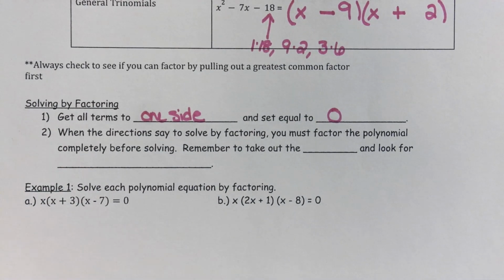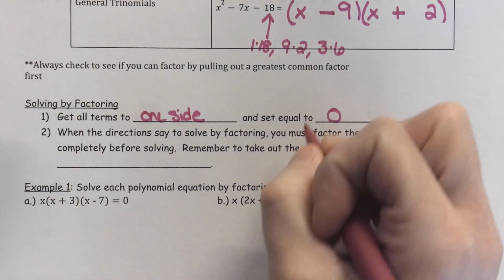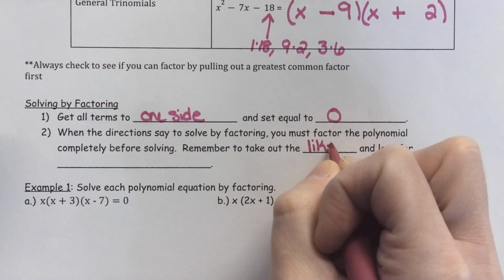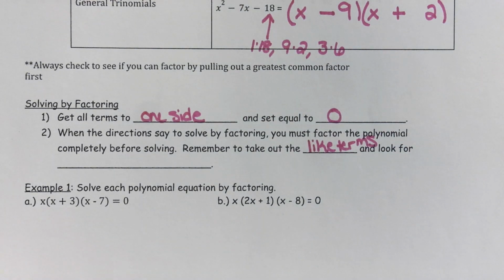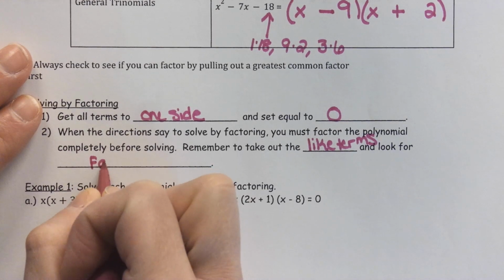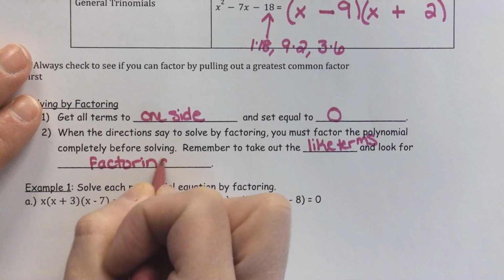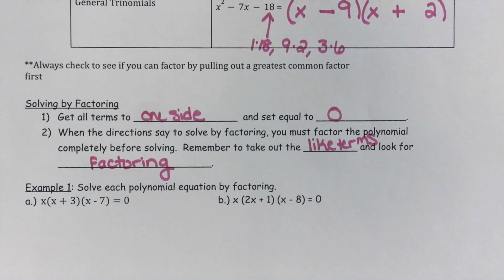When the directions say to solve by factoring, you must factor the polynomial first. Remember to take out the like terms. Make sure you take out any like terms. Remember, for the first one we pulled out a 2ab, so you're pulling out anything that they have in common. And then look for ways that you can factor. So always check to see if you can pull something out first and then factor second.